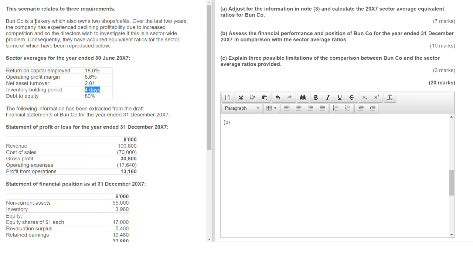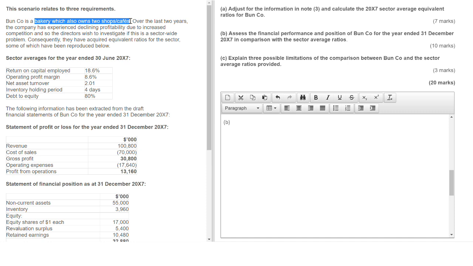The second bit of the information at the top was about owning the shops and cafes. So they are physically our premises. So that's why we might have a relatively high level of non-current assets. But when we're comparing against the industry, do they own the shops? Do they own the cafes? Maybe they lease the assets.